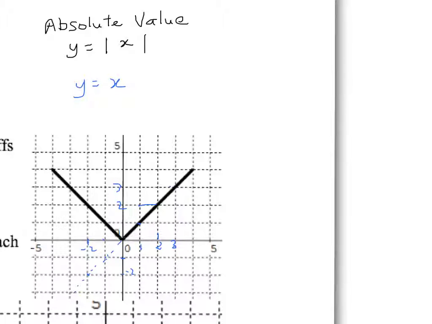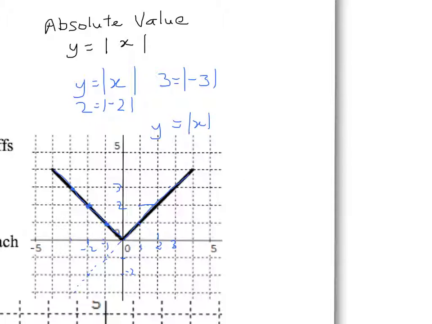But with absolute values, I'm saying when x is -2, then y equals 2. When x is -3, y equals +3. So my points from -2 go to 2, -3 to 3, -1 to 1 here. And we get the sharp V shape. So this graph is y equals absolute x.